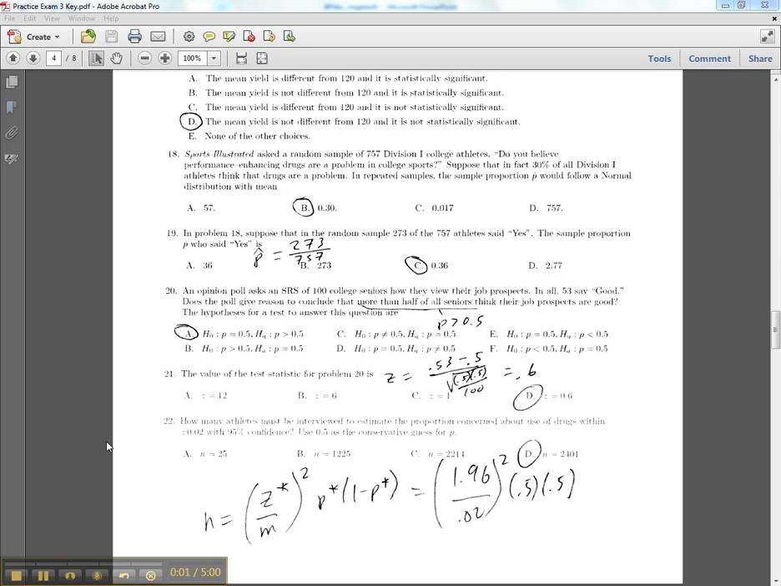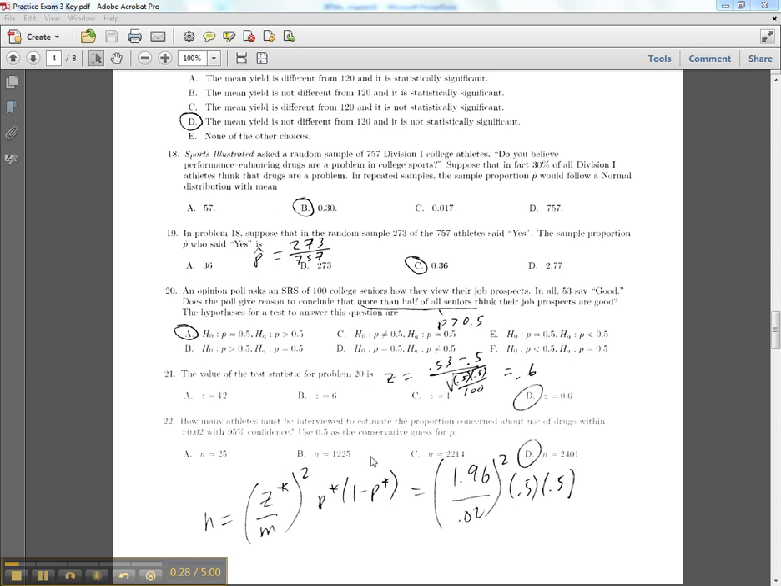All right, number 22 on the practice exam, it says how many athletes must be interviewed to estimate the proportion concerned about use of drugs within plus or minus 0.02, that's the margin of error, with 95% confidence. Use 0.5 as the conservative guess for p. All right, this is a question that you can use straight formula to solve, and luckily for you, you'll be given the formula in the test.